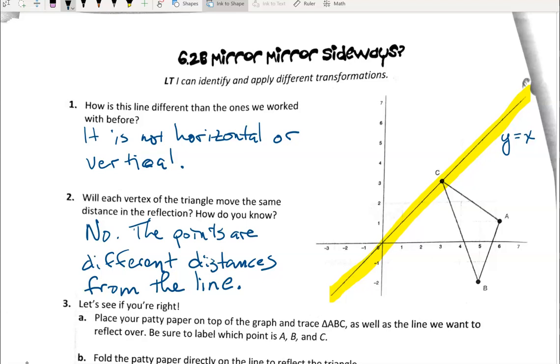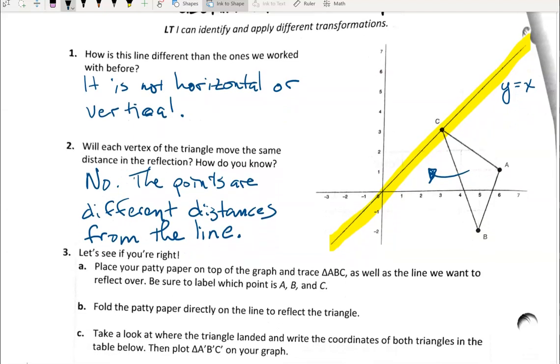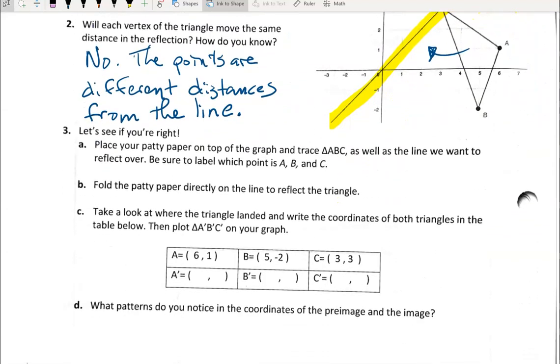What I want you to try and do is pause the video and try and reflect this triangle over that highlighted yellow line. Okay, so go ahead and pause the video and give that a try. I'm not going to give you the answer right away, but I want to see what you can do. Even if it's wrong, go ahead and put it in there.